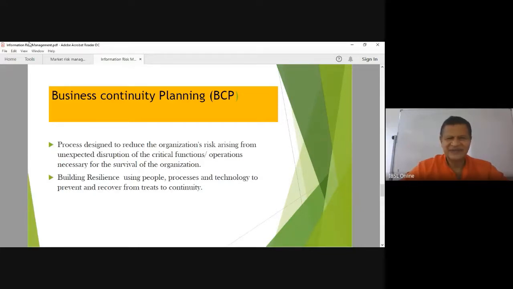So for the critical functions, generally in this planning, we set up a time limit for us to restart the operations. Various critical functions may need immediate start, and therefore we need to have a second system. The moment your mainframe gets disrupted, there will be a time until you can get that one going. Within a matter of, say, half an hour or even less, your second system should get operated, and it gets linked to various important critical functions of the bank. So this is building resilience using people, processes, and technology to prevent and recover from threats to our continuity.